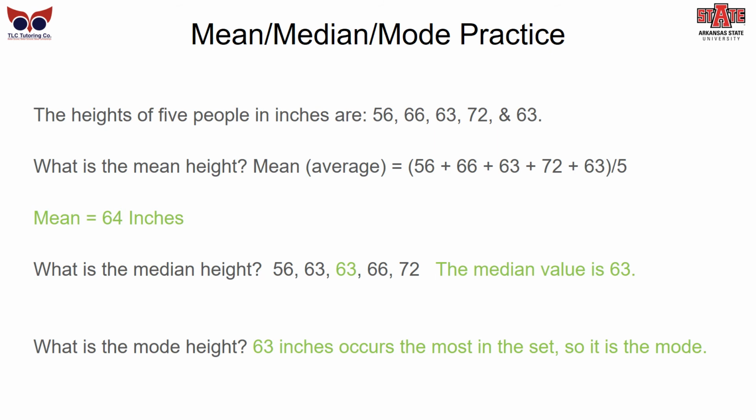The median height, I've rearranged it here where I wrote them in ascending order. Well, I can see that there are five people, and the third one is now the center, and that is 63. That's the median. And the mode, 63 also happens to be the one that occurs the most in the set. So that is also the mode, as well as the median.